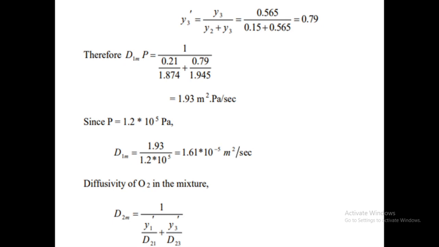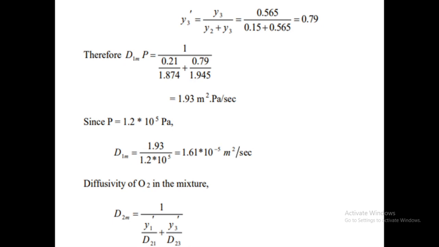Okay. Yes. So the first point. We have the D1M value, multiplied with the pressure, that is equal to 1 divided by Y2 dash divided by D12 plus Y3 dash divided by D13. So substitute all the values. D12 and D13 values are known, right? So substituting the values, we find the answer, D1M into P is equal to 1.93 meter square Pascal per second. Are you clear? So we want D1M only.